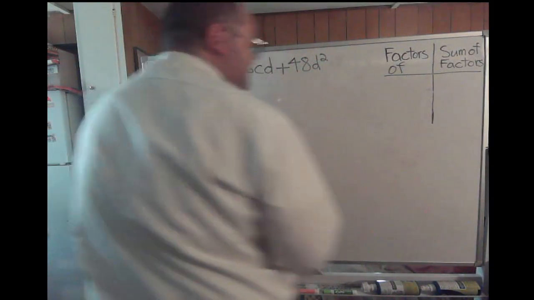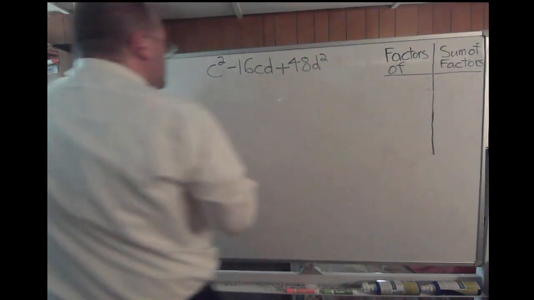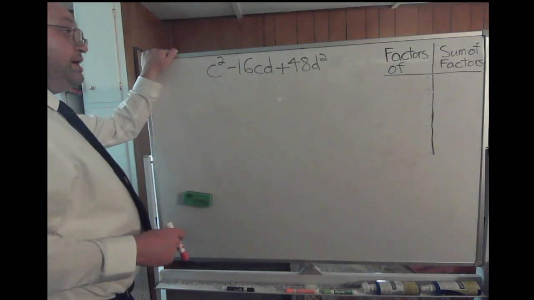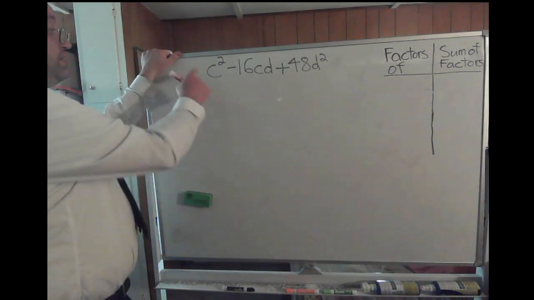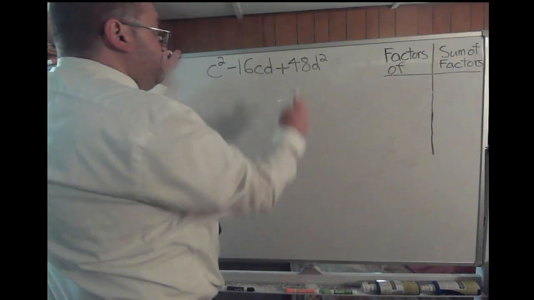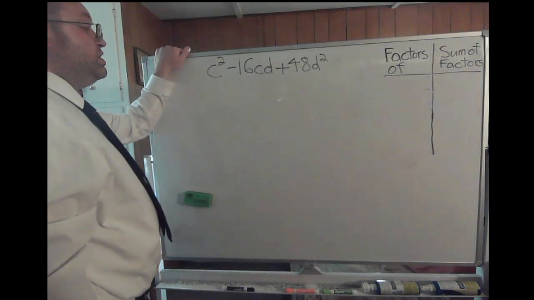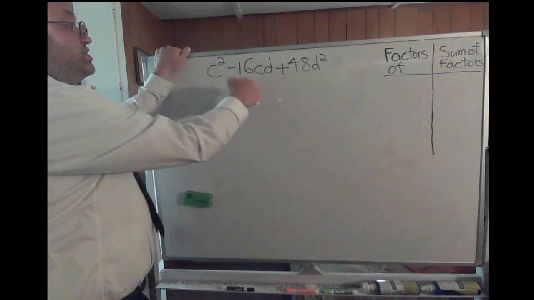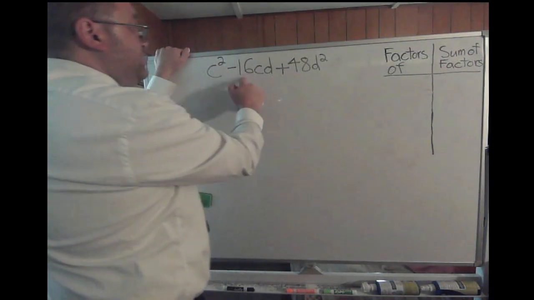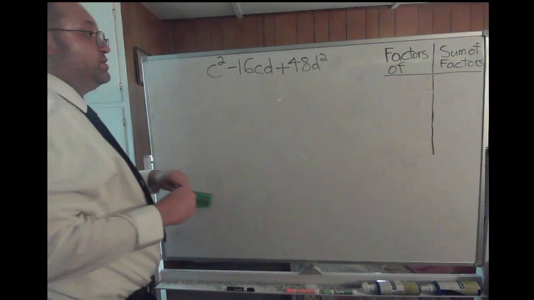Wrong marker. I want to extend this line a little bit here. Alright, so we got c squared minus 16cd plus 48d squared. Well, good news is the coefficient on the c squared is 1, so we can deal right with the coefficient of the third term. We need factors of that coefficient that, when added together, equal negative 16, which means you're going to have to find negative factors of 48 to accomplish that.